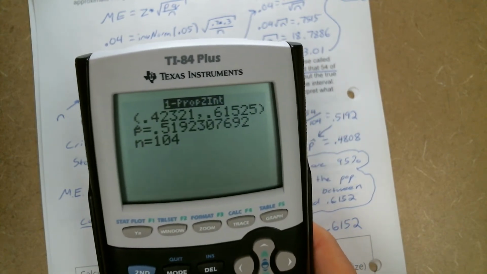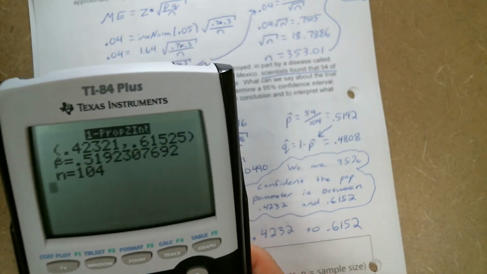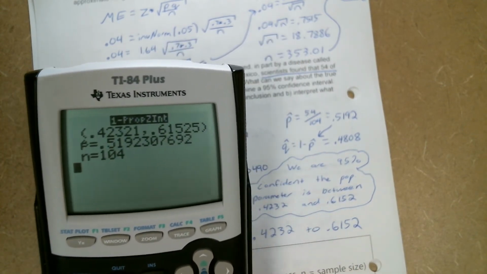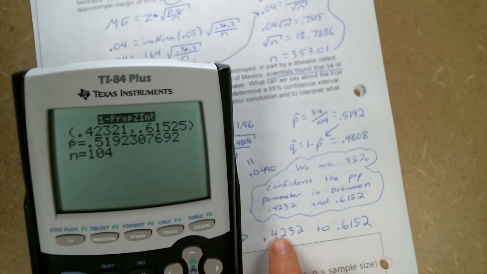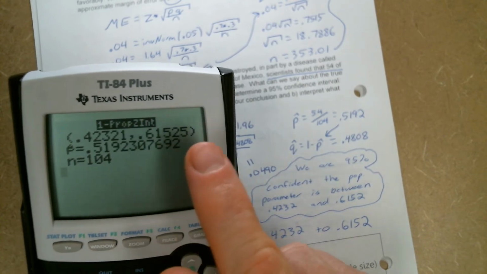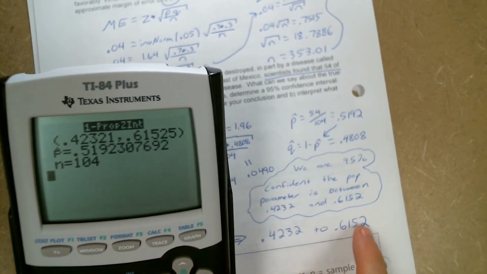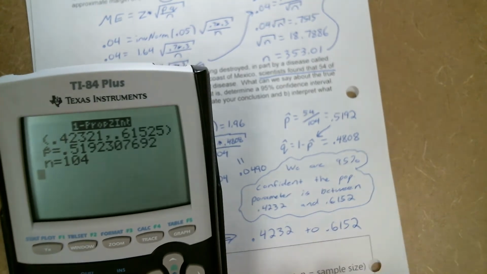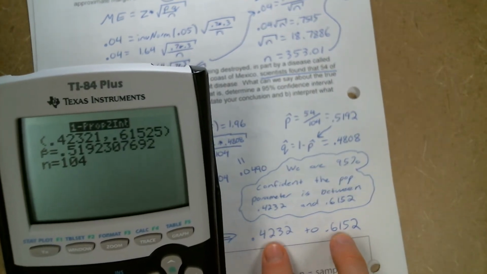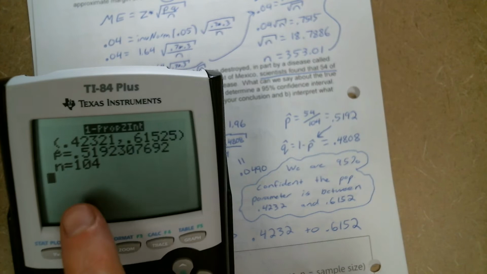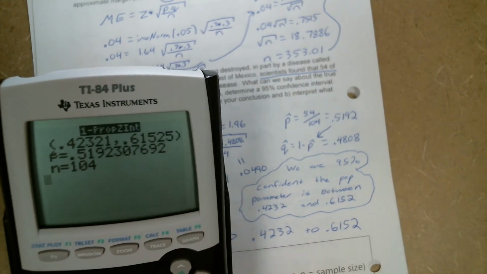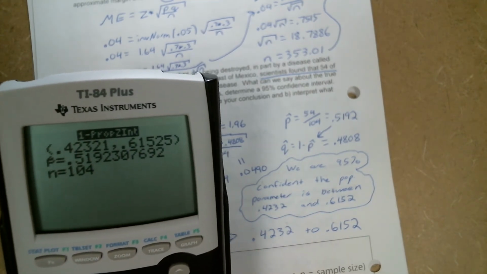When I hit calculate, it's going to give me an interval, and it's going to say that the interval is 0.4232, which is what we got, to 0.615. Technically, that would round up to 3. That's what happens when you're rounding a whole bunch. But it's giving us that same interval. And that 0.5192 is the point estimate. That's the center of your interval.